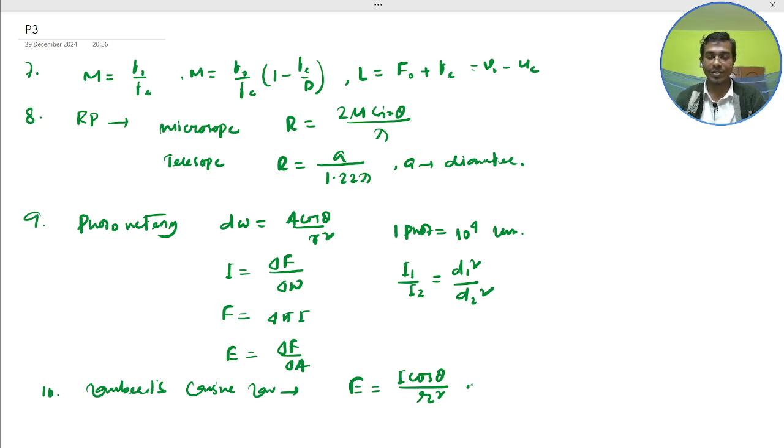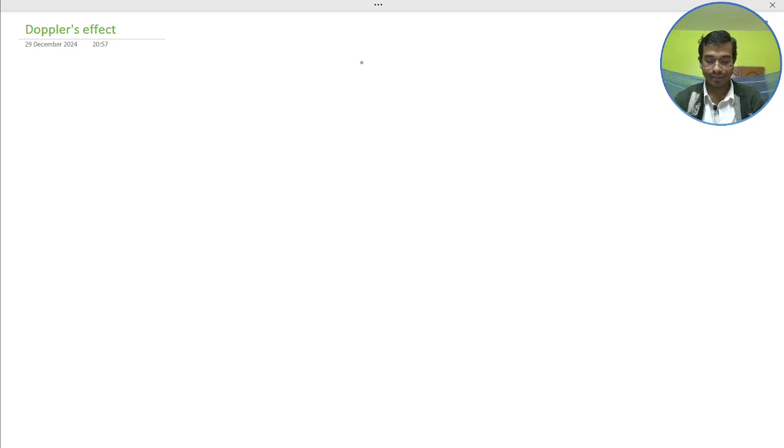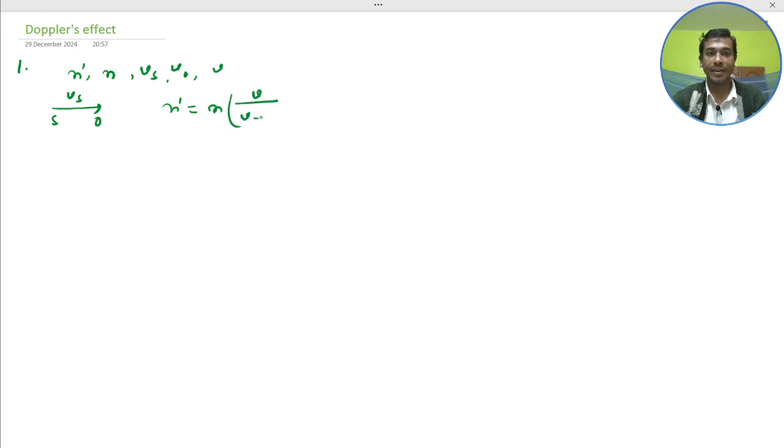So now we go to our last topic, which is beats and the Doppler effect. First, the apparent frequency is n dash, the actual frequency is n, the speed of the sound source is Vs, the speed of the observer is V naught, and the speed of sound is V. In the first case, the source and observer are moving in this direction with Vs. So here n dash would become n V by V minus Vs.